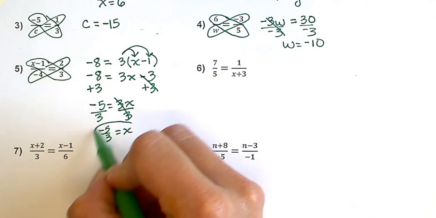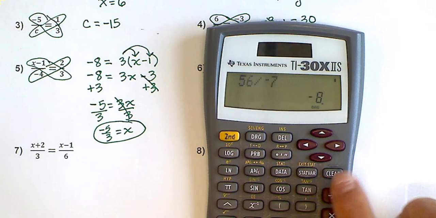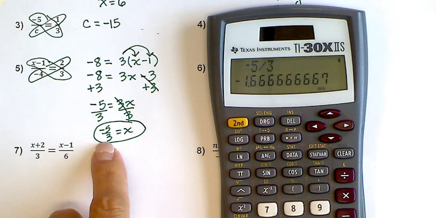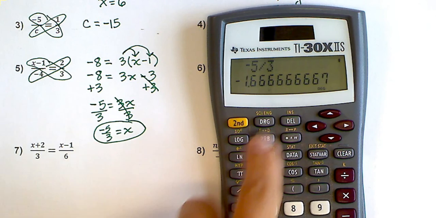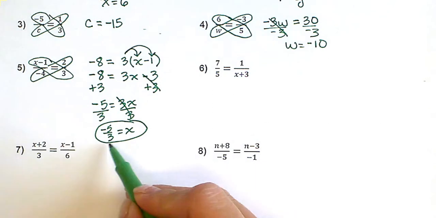So this is a fraction answer, which is okay. If you're curious what the decimal is, -5 divided by 3, you could also write -1 2/3 or -1.6 repeating. But you may also just leave it as a fraction.